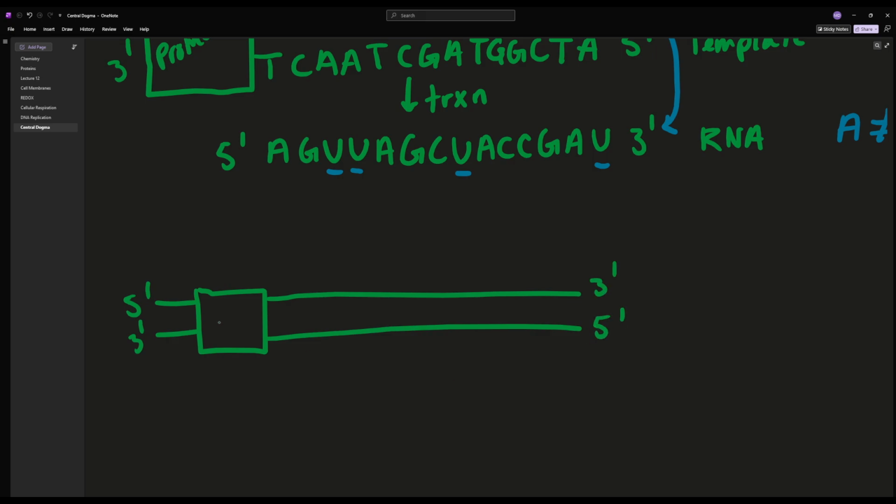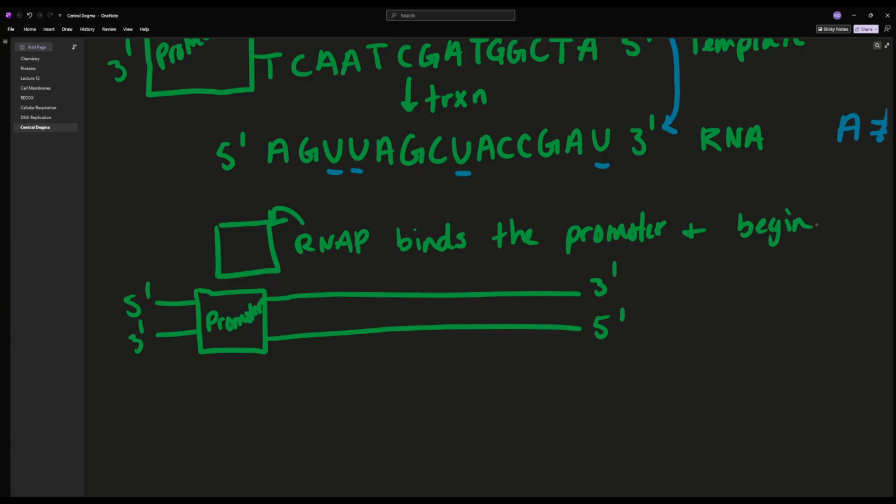5', perfect. We have our promoter. RNA polymerase is going to bind. Pol binds. So here's our RNA polymerase. It's going to bind the promoter and begins transcription. Okay. So that is our initiation.